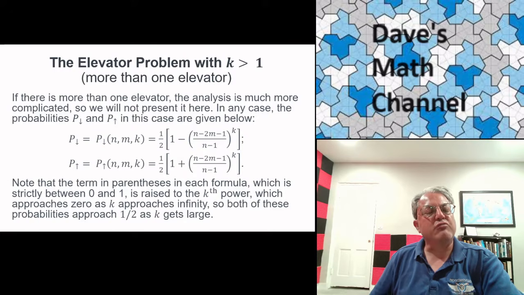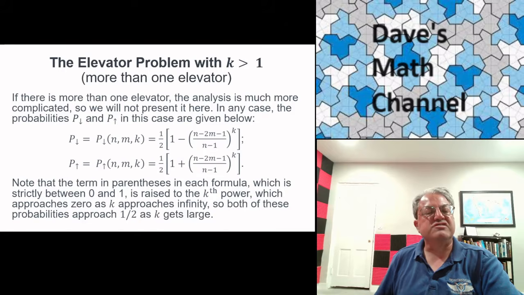So the probability the next elevator is going down, if there are n floors and you're on the mth floor and there are k elevators, is kind of an ugly expression, but it's 1/2 times the quantity 1 minus the quantity (n minus 2m minus 1) over (n minus 1), all raised to the kth power. And you get a very similar equation for the probability the next elevator is going up. And I think it's easy to see that these probabilities add up to 1, as they need to.